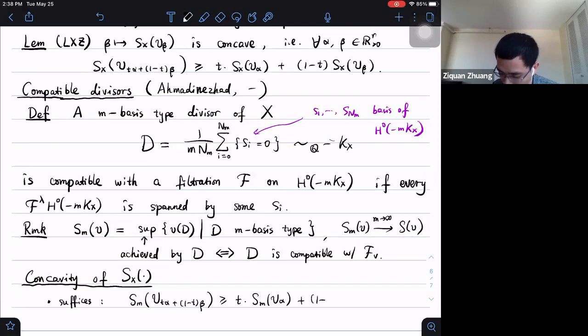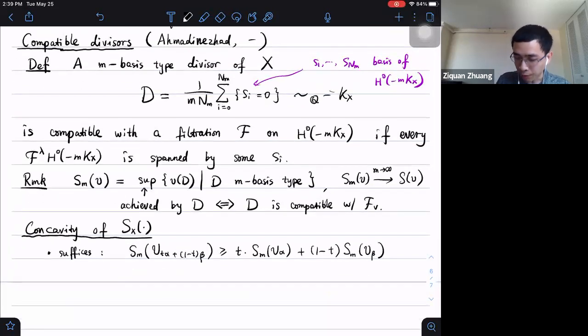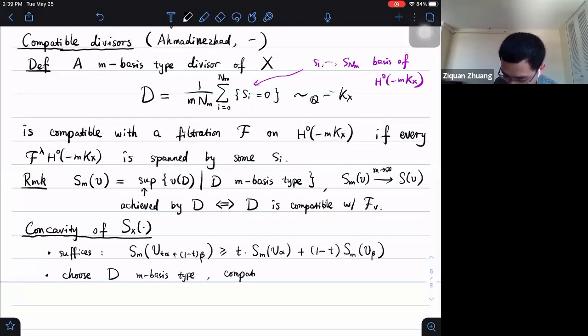Okay, so I'm just copying the same inequality by replacing S by Sm. Now I know that if I'm going to compute this Asym variant using some divisor, I'd better choose a compatible divisor, according to my previous remark. And I don't want to have too many divisors involved, so let's choose a divisor D that's of basis type, and also compatible with both valuations involved here, V alpha and V beta.